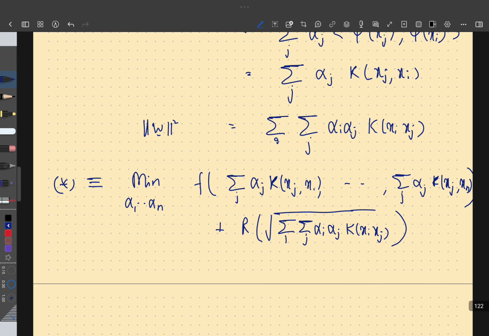So instead of minimizing over w, which was a vector in this high dimensional feature space, so the number of parameters in w depended on the number of dimensions or the size of your feature space. Now I've reduced that to a different optimization problem where the number of parameters is the number of data points. So in situations where the dimension of the feature space far exceeds the number of data points that I have available, this becomes a more efficient optimization problem to solve.